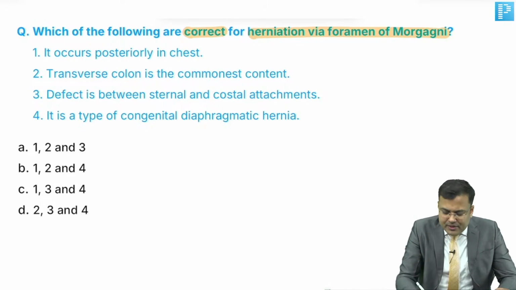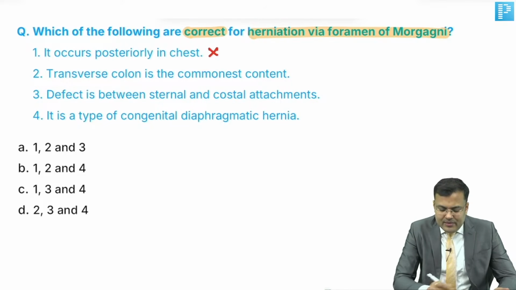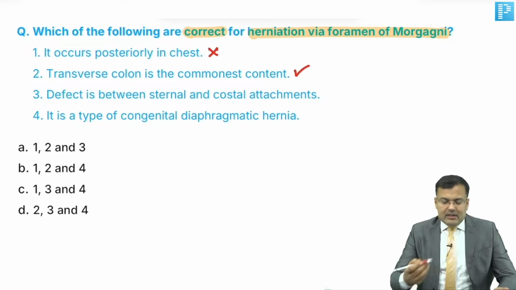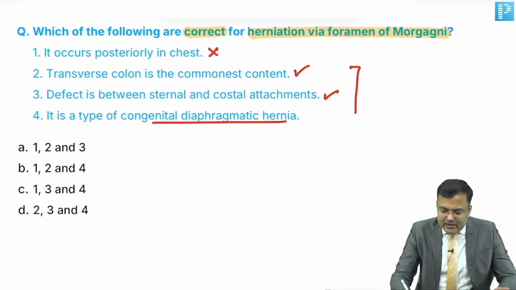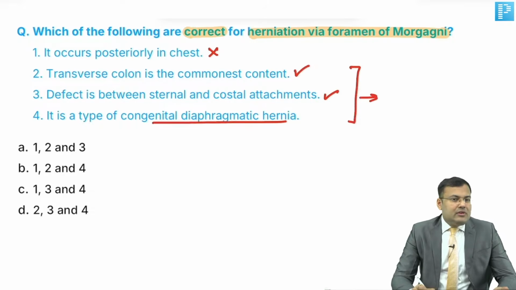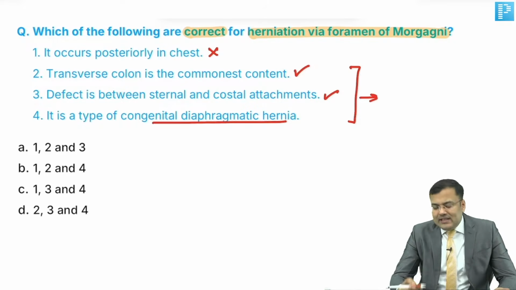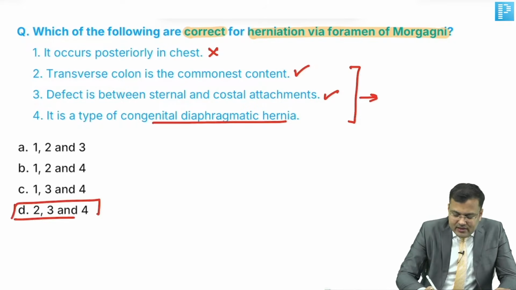So see option number 1 here. It occurs posteriorly in the chest, no, anteriorly. Transverse colon is commonest content, that's correct. Defect is between sternal and costal attachment, this is correct. It's a type of congenital diaphragmatic hernia. So all these are correct. This is also known as Larrey's hernia. Usually it is asymptomatic. So correct answer is D.